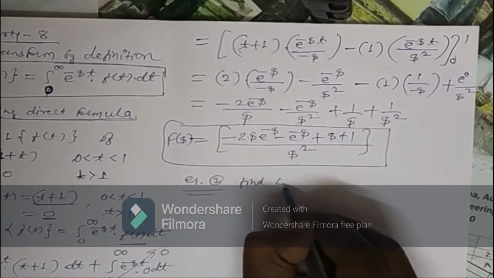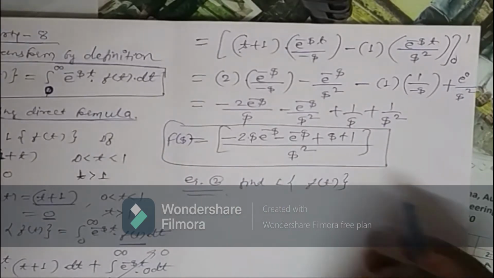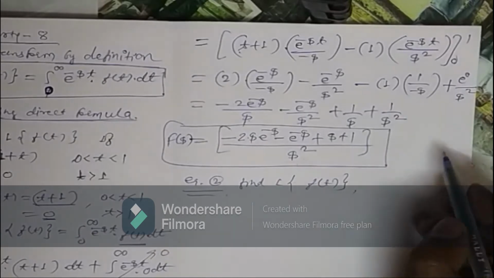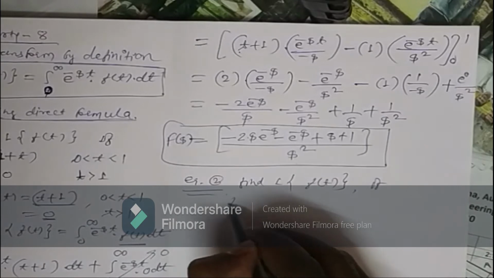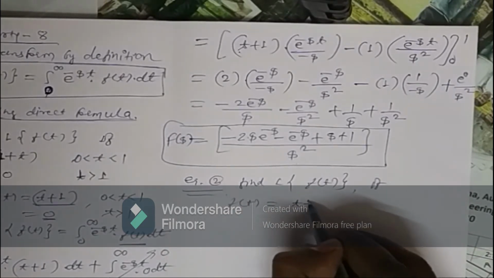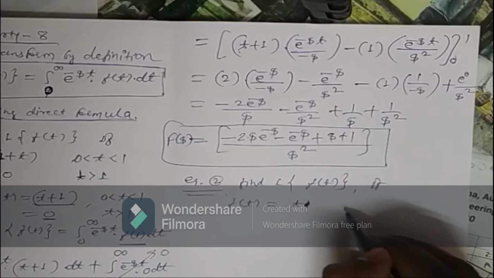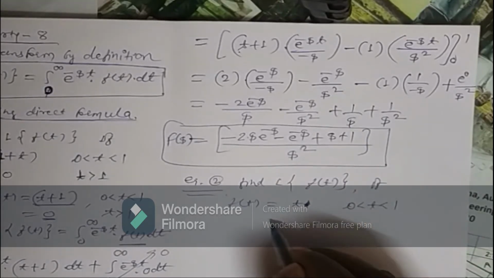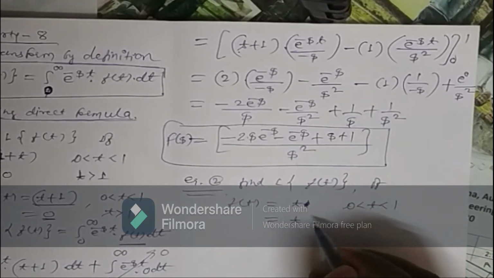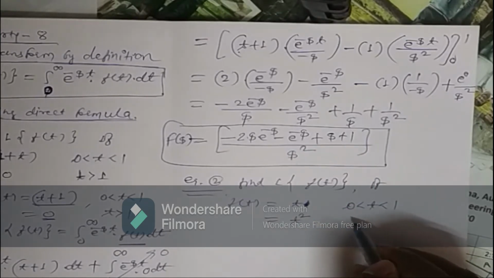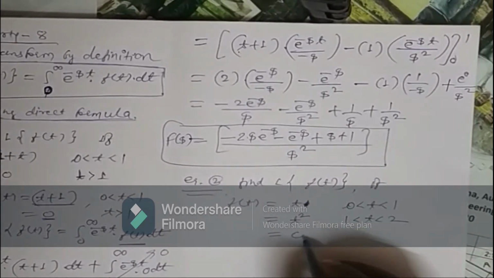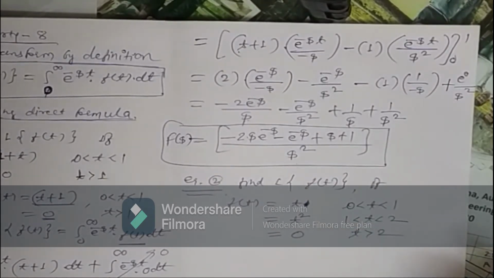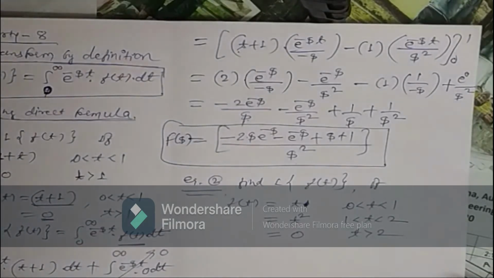Find the Laplace transform of f of t, if f of t is equal to t for 0 less than t less than 1, is equal to t square for 1 less than t less than 2, and is equal to 0 for t greater than 2. So this is the example you have to solve by using the definition of the Laplace transform.